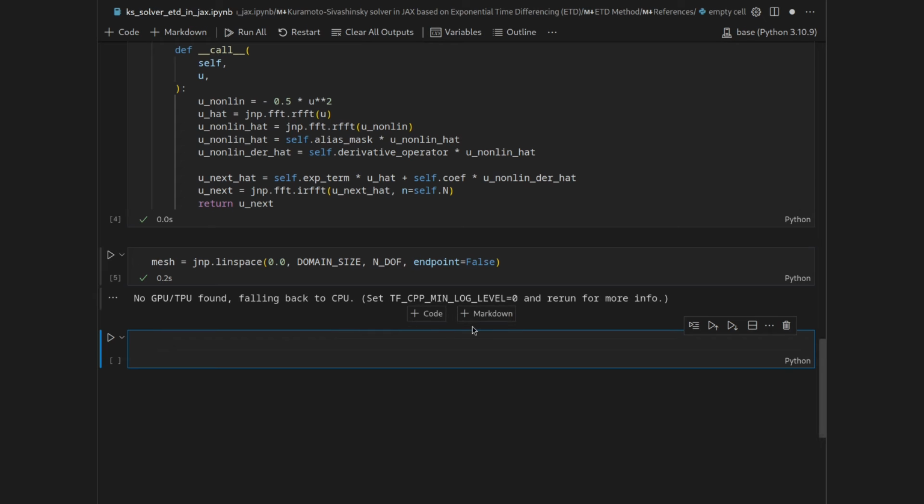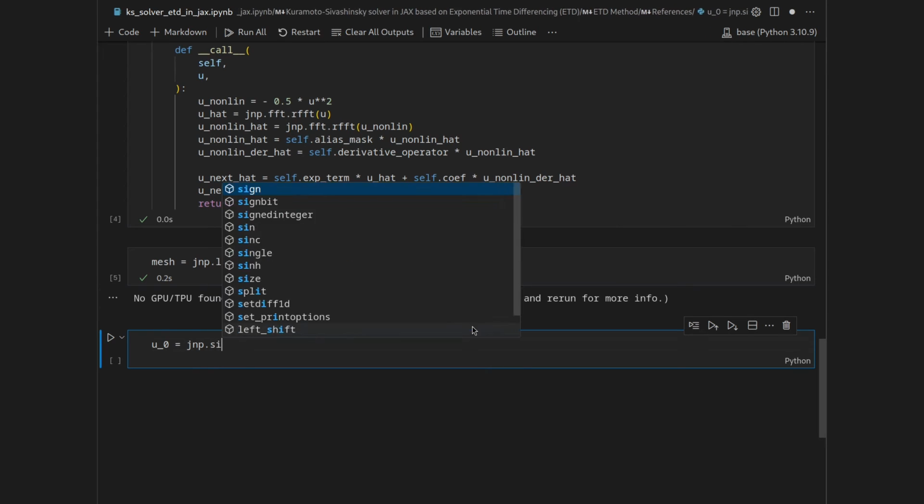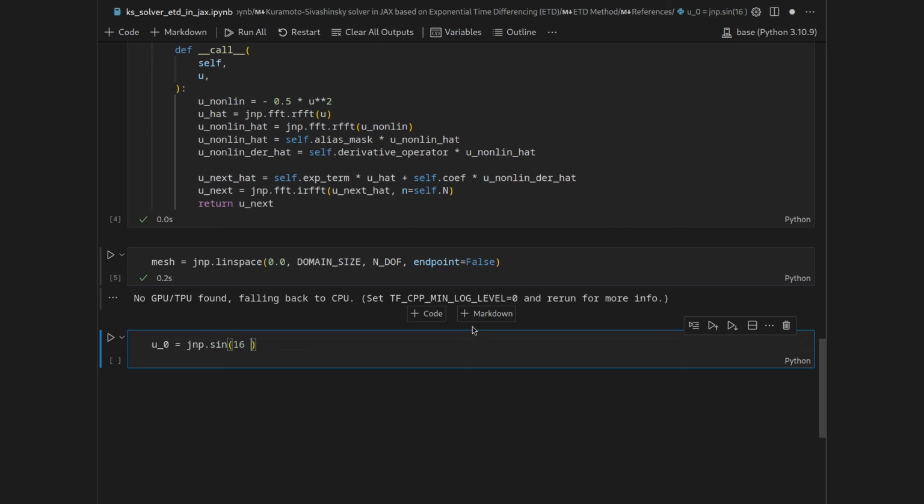Then we choose an initial condition. And here for the KS equation, the initial condition is not too crucial because in the long term, we will see that the KS burns into its chaotic dynamics. So here we will choose a sine wave. So let's say u0 is jnp.sin applied to 16 times jnp.pi times mesh divided by domain size.